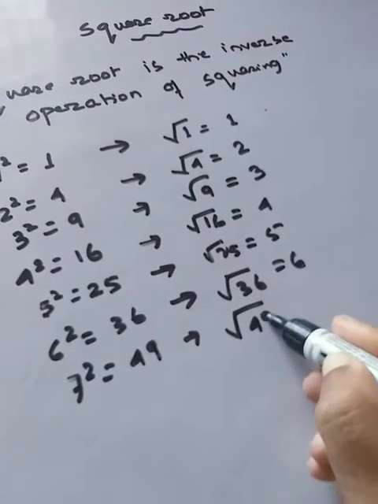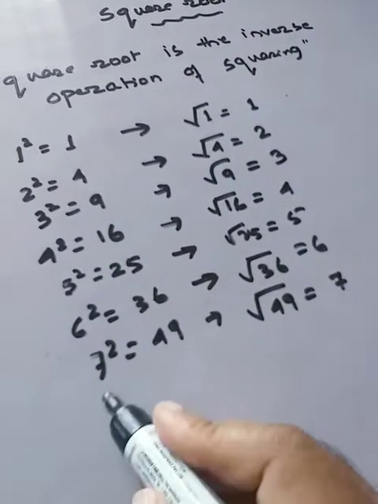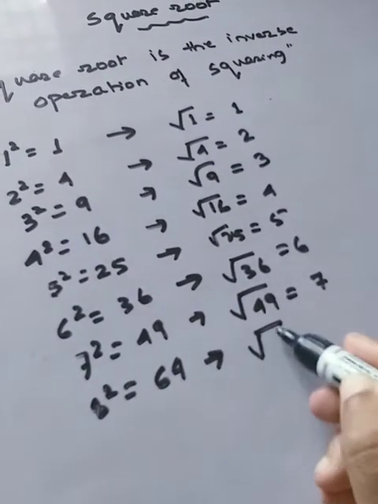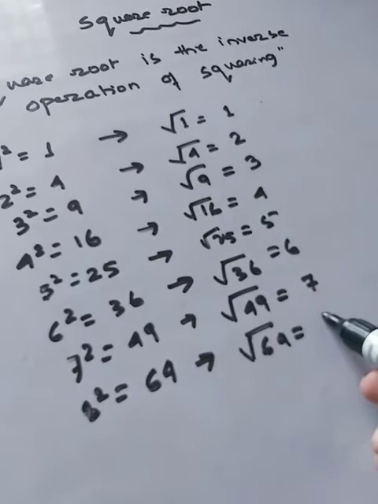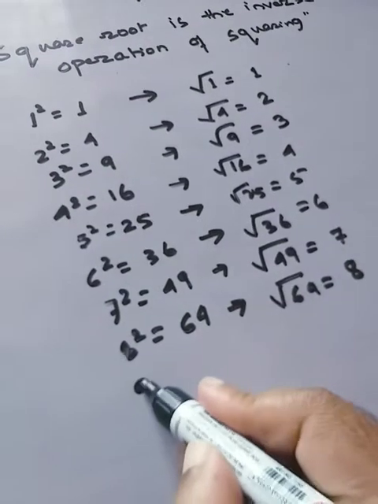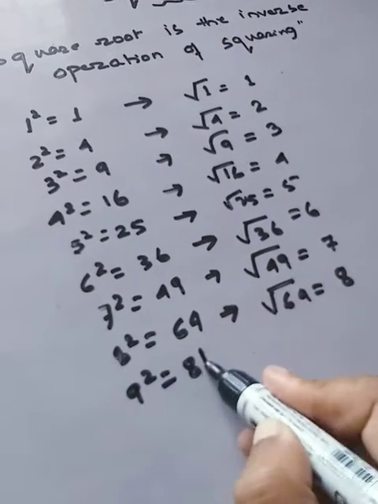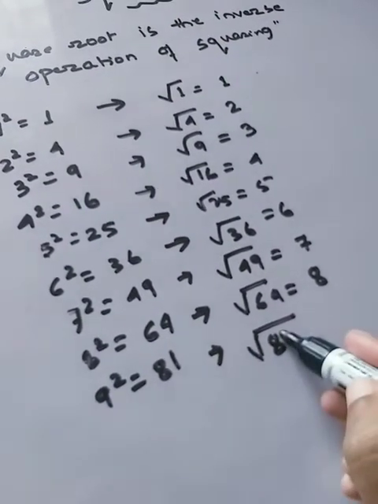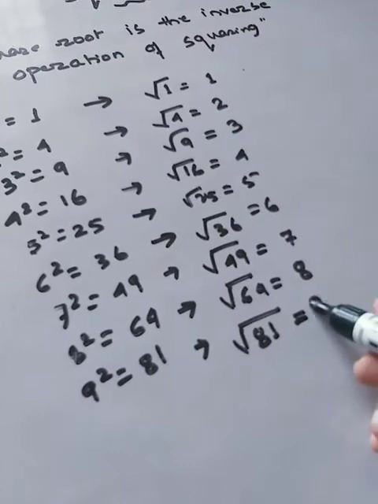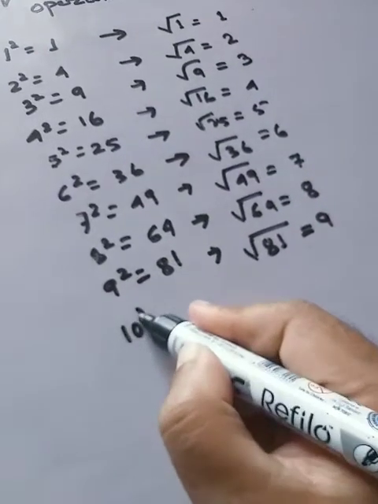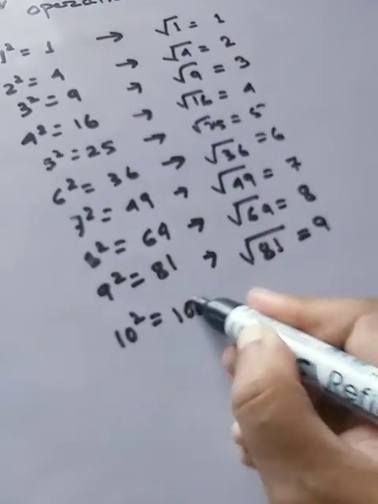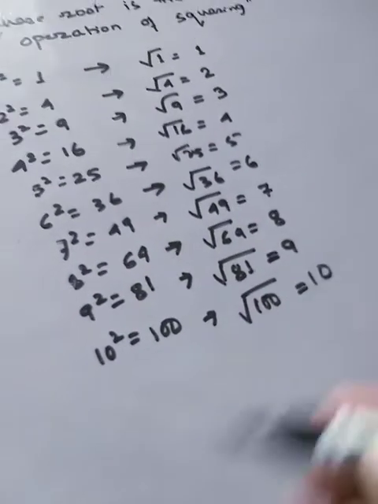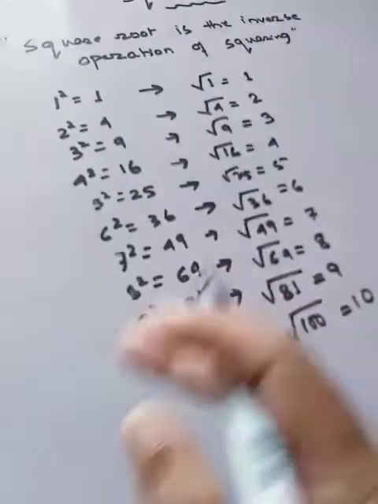Okay, 7 square is 49. Then square root of 49 is what? 7. 8 square is 64. Then square root of 64 is what? 8. Exactly. Square of 9 is what? 81. The square of 9 is 81 and the square root of 81 is 9. And square of 10 is 100. So square root of 100 is 10. Understood how it is going?